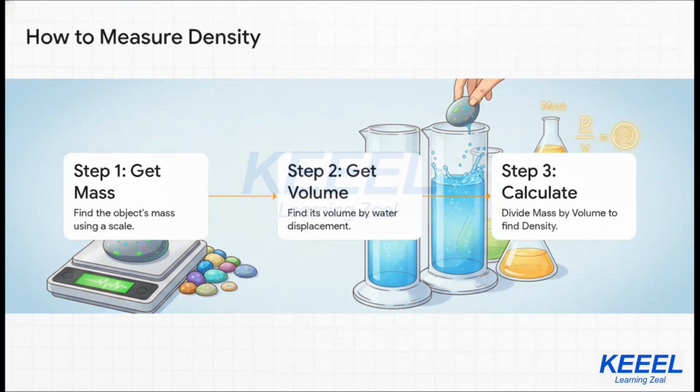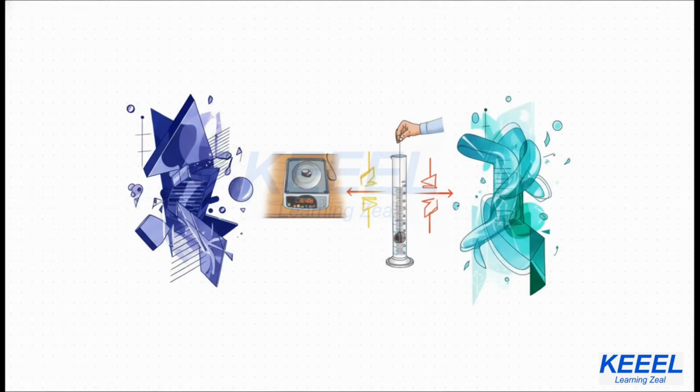So how do we actually measure this for an object like a stone? It's a really simple three-step process. First, you find its mass using a scale. Second, you find its volume by seeing how much water it pushes aside, or displaces. And finally, you just divide that mass by the volume. That's it. And here's what that looks like in practice.